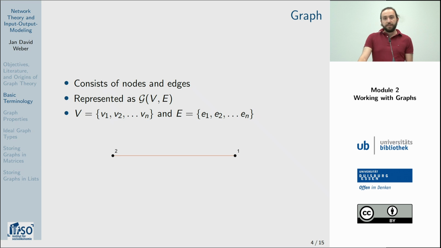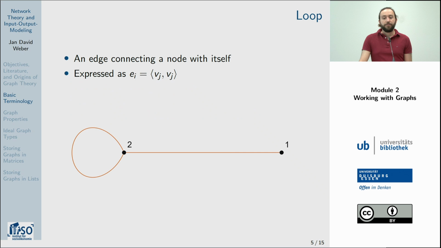And to this basic graph of two nodes and one edge, we want to add a few things. The first thing we want to add is a loop. A loop is, as the word says, an edge which connects a node with itself. So we return back to where we started from. And in the expression of the edge, you have this self-reference, as it connects only the node to the same node.